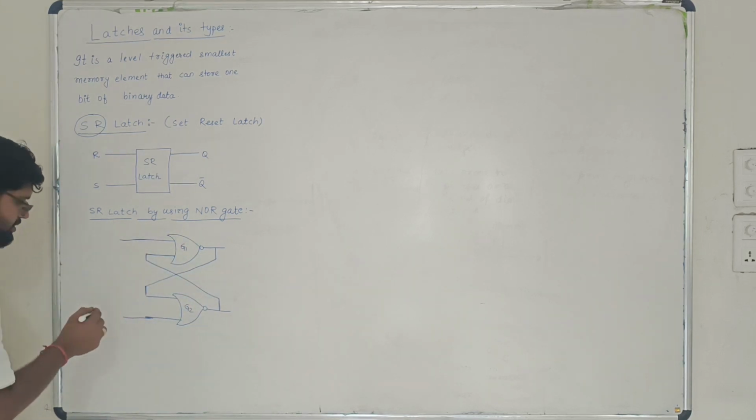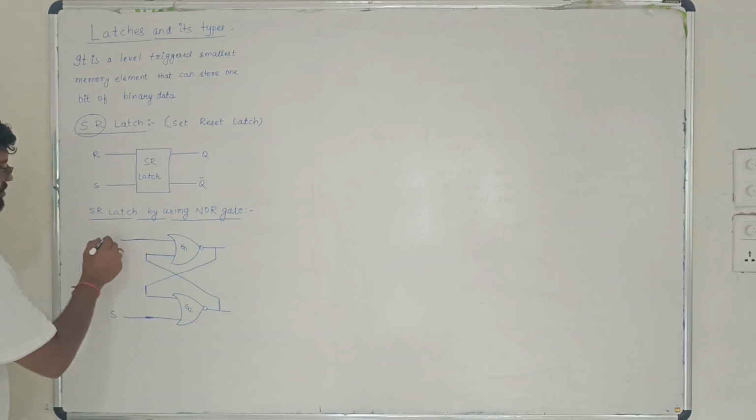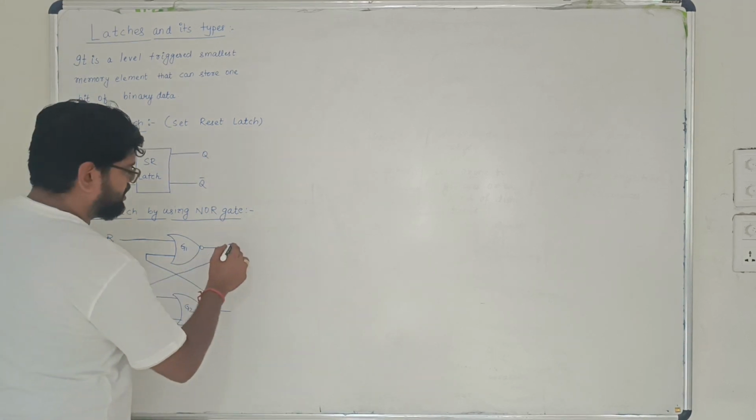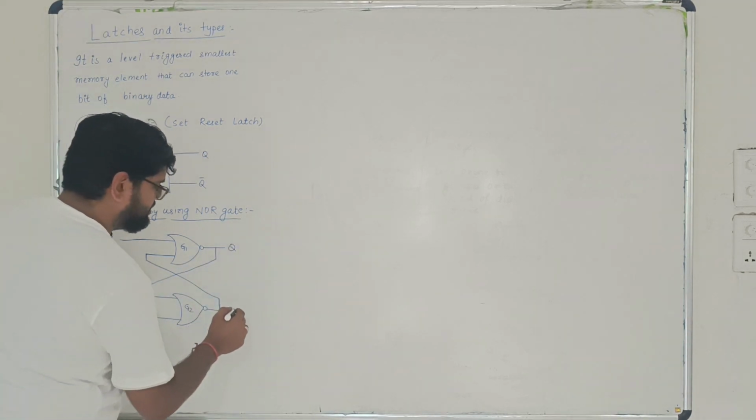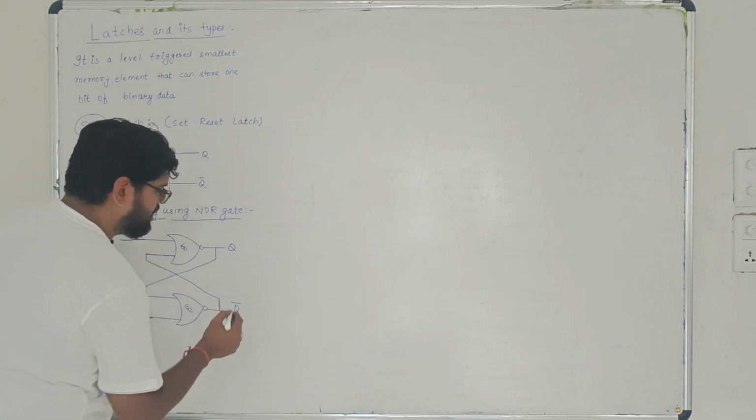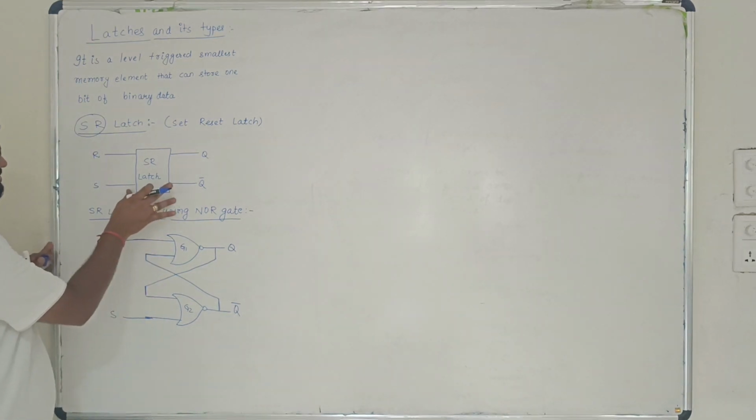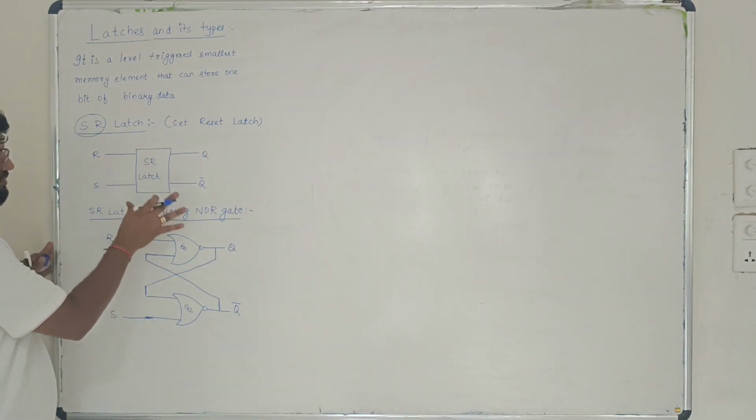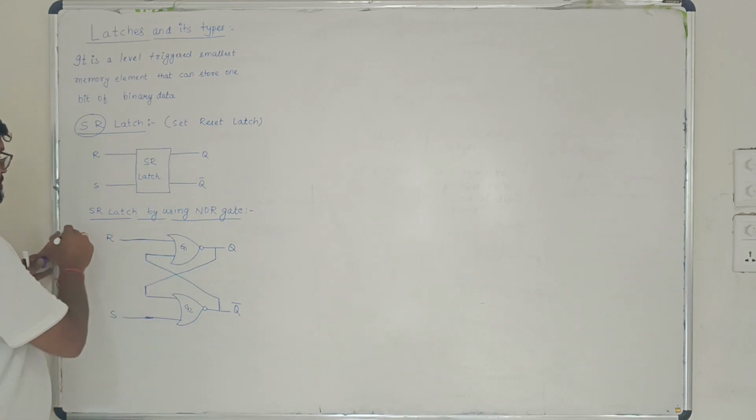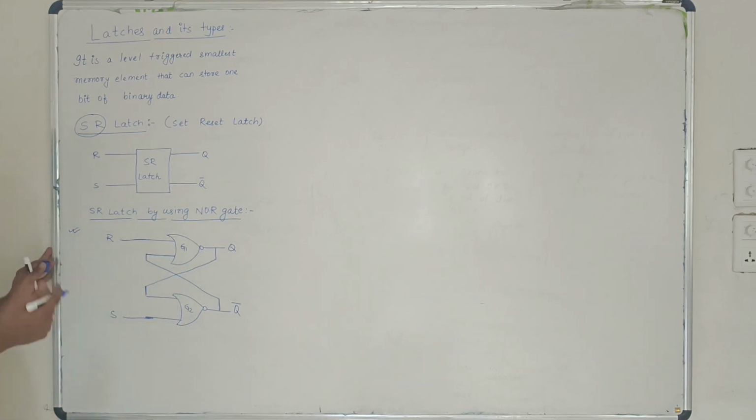Now, this is your S, this one is your R, this is the output, that is Q, and this is the output, that is your Q bar. Okay, so this is how the representation occurs in case of SR latch. It is matching up with the block diagram that we have drawn. Now once it is done, this is about the design part, or you can say the construction part.